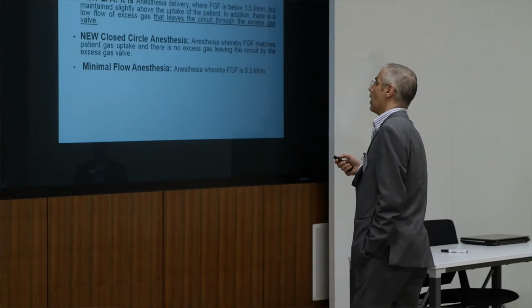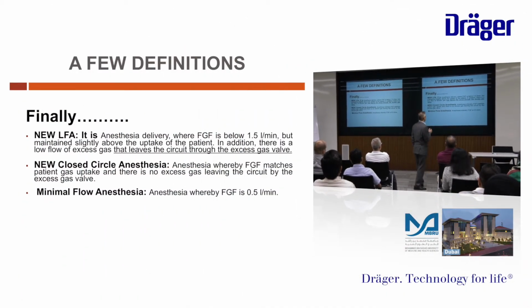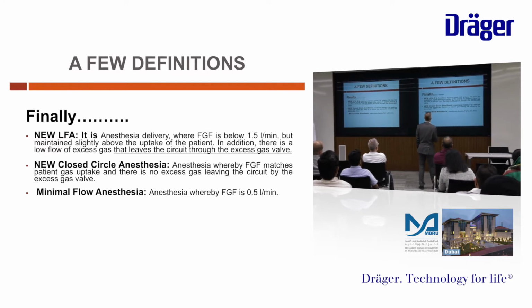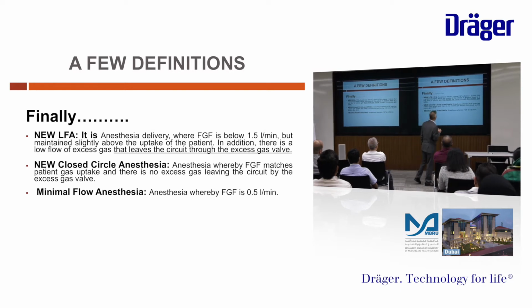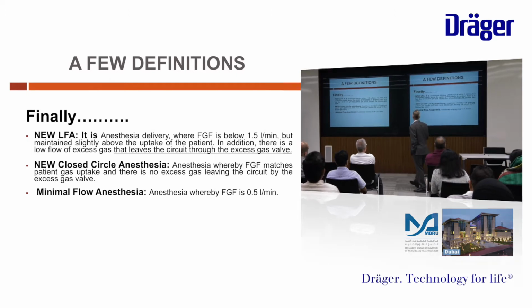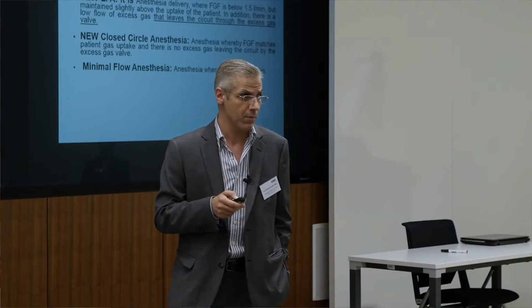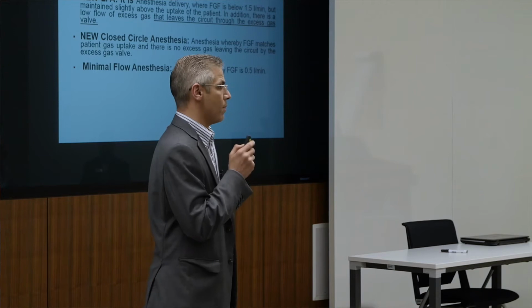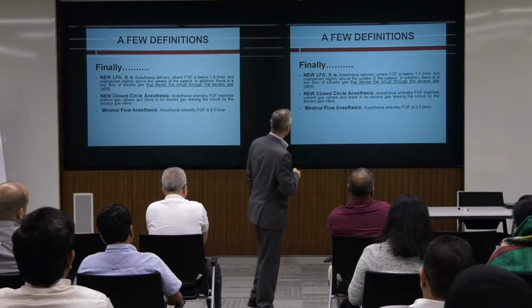Finally, low flow anesthesia is anesthesia delivered with fresh gas flow below 1.5 liter per minute, but maintained slightly above the uptake of the patient. And closed circle anesthesia is anesthesia whereby fresh gas flow matches the patient's gas uptake and there is no excess gas leaving the circulation. And we can talk also about minimal flow anesthesia, which is below 0.5 liter per minute.